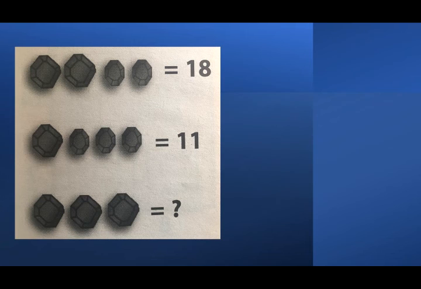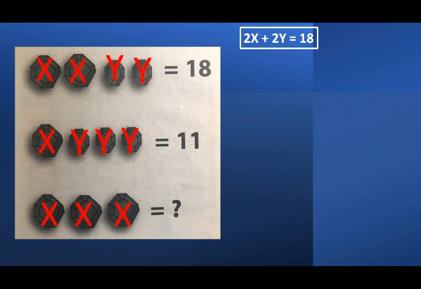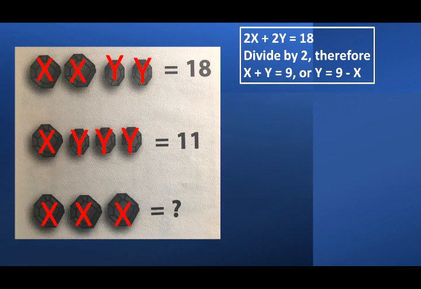So the top row, we have 2 large shapes and 2 small shapes, and that equals 18. So for algebra, we'll substitute the large shape, we'll call that x, and the small shape, we'll call that y. So now we have 2 x's and 2 y's equals 18, or 2x plus 2y equals 18. If we divide by 2 to simplify, we have x plus y equals 9, or y equals 9 minus x.